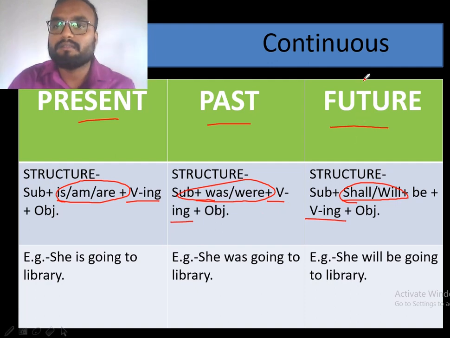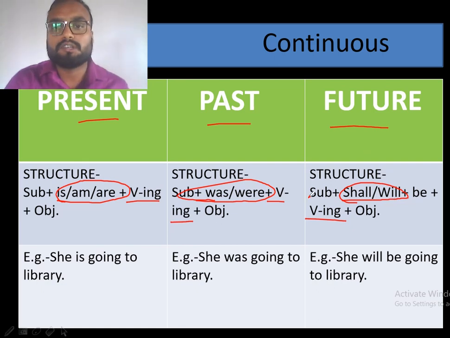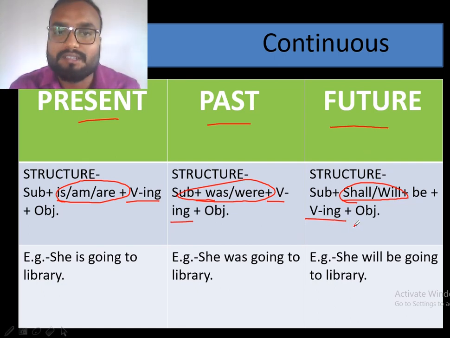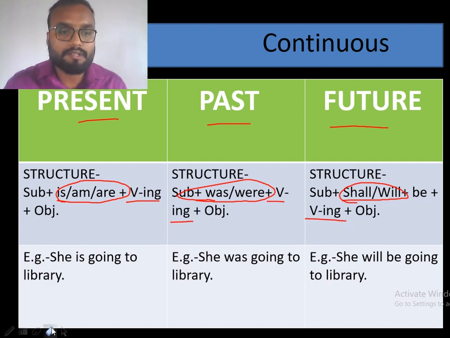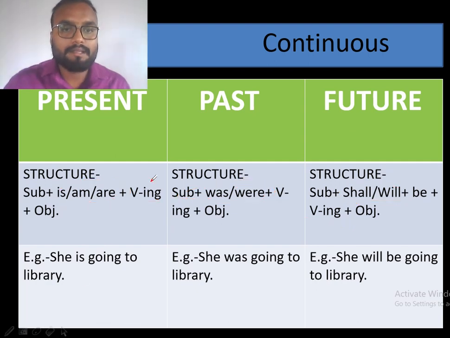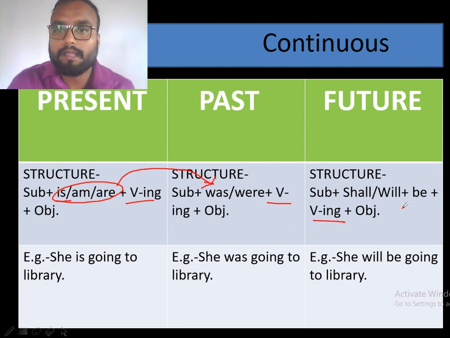And again in future continuous tense, to show the time, shall or will is used, and to show the continuity of the action, again ing is used. Now you can see the similarity of the structure: in each case ing is used, and in the present the form of be, is, am, are, is used. Now the past form of be is used over here, that is was and were. Again here be is used.